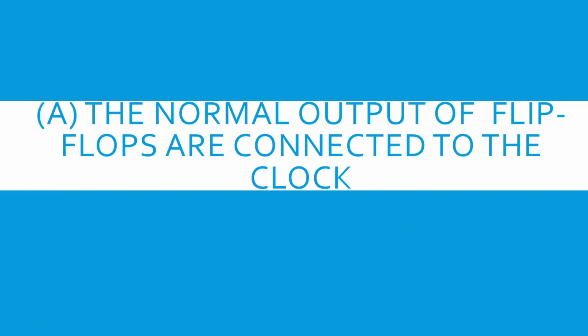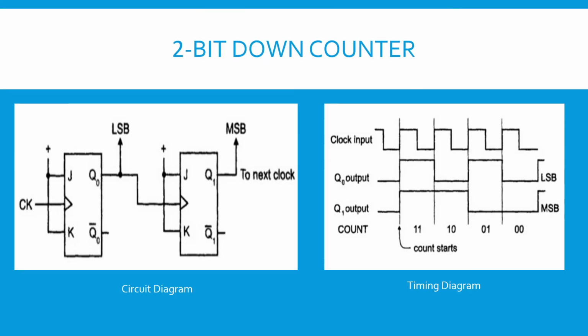So let's see what the first part of the question says. The normal output of the flip-flops is connected to the clock. It means the normal output, which is the Q node for the 2-bit counter here. The normal output Q node is fed as an input clock signal for the second flip-flop. Since we are seeing a 2-bit counter, we are using only 2 JK flip-flops, as the number of flip-flops is directly proportional to the number of bits of the counter we are designing.